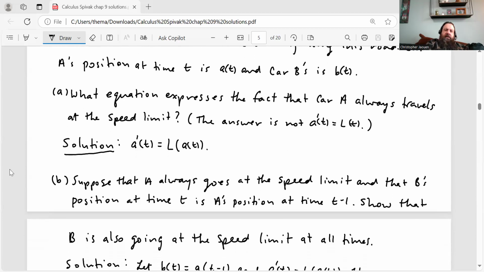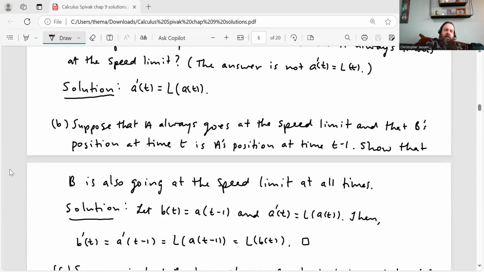Part A says, what equation expresses the fact that car A always travels at the speed limit? He gives a hint here in the book. He says the answer is not A prime of T equals L of T. In fact, the solution is A prime of T equals L of A of T, right? Because A of T gives you the value of X at time T.